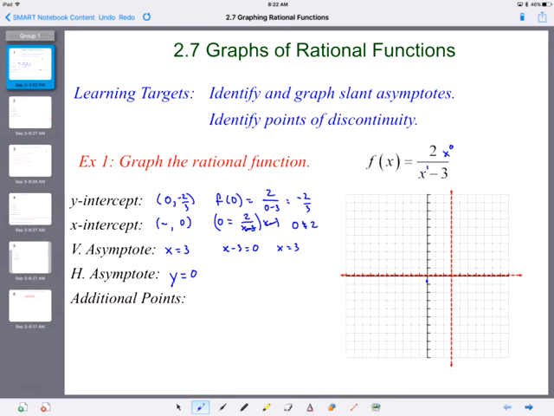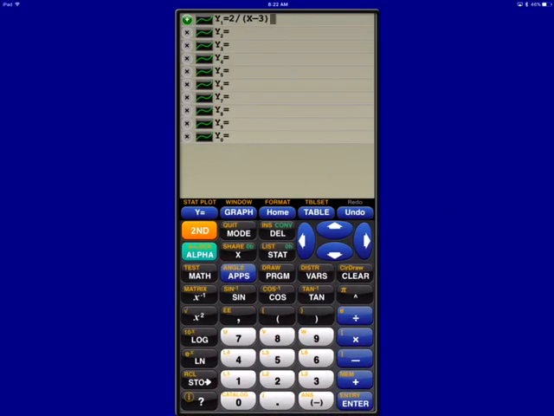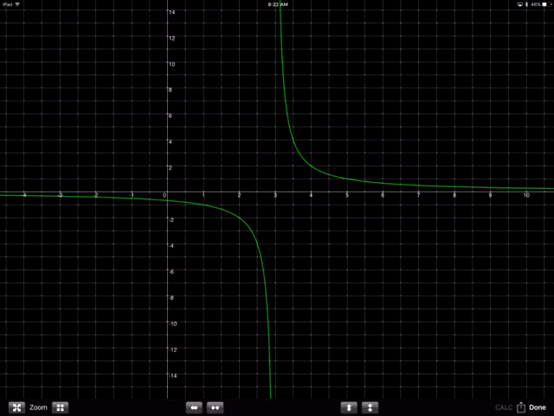But at this point, we've done the algebra. The only thing left to do would be literally just plugging in values into the function. And this is where I'm going to let you use the graphing calculator to find some additional points. So we're going to look on the calculator at our table and see if we can find some additional points here. So let's go to the calculator. Plug in your function y is equal to 2 divided by x minus 3. You can go ahead and graph it.